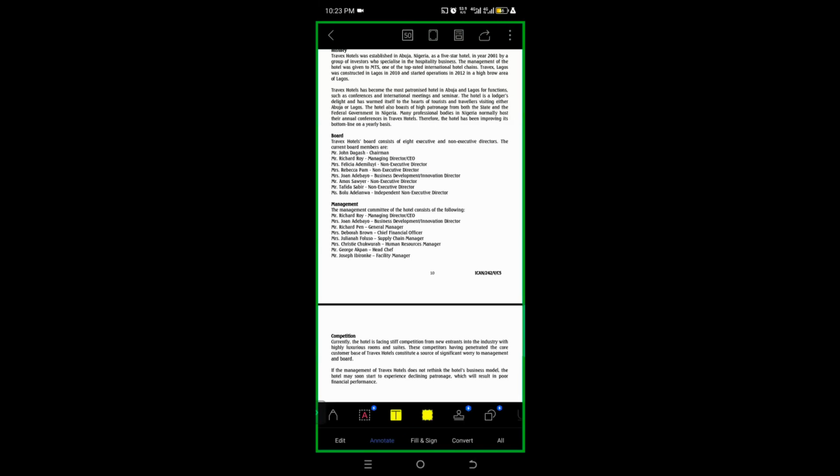In the composition of Travis Hotel, looking at the structure of their composition, to some extent I can say that Travis Hotel has a balanced board composition. Why?